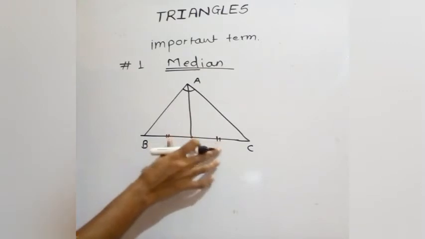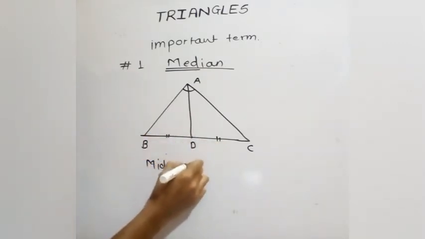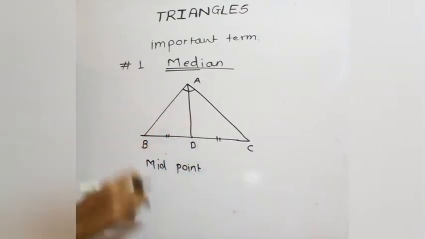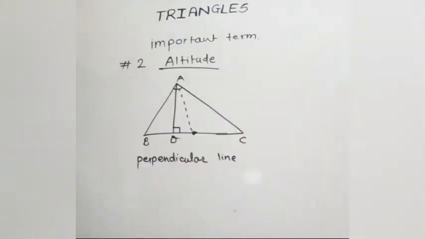What is median? Median is the line to the midpoint of the side from the opposite vertex. This is what is called the median of a triangle. The second important term related to triangle is altitude. Let's understand what is altitude and what is the difference between altitude and median.